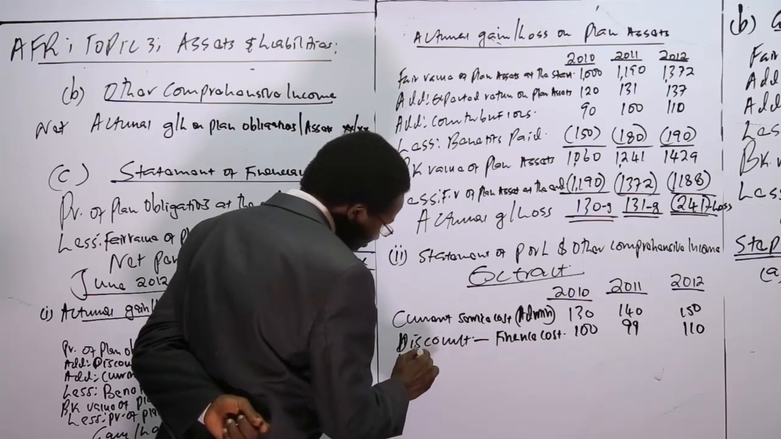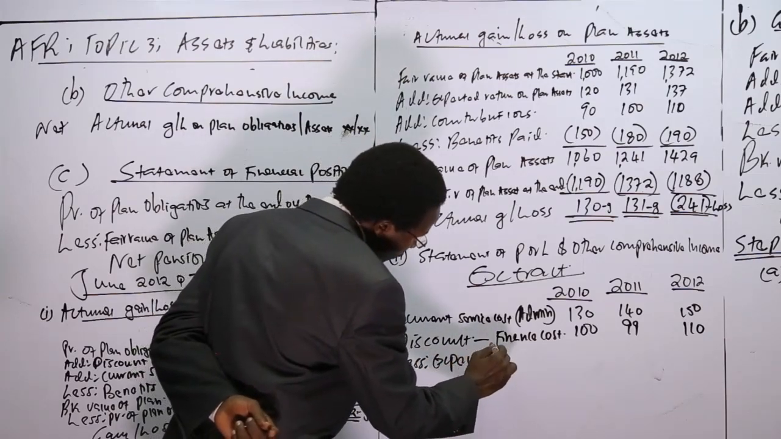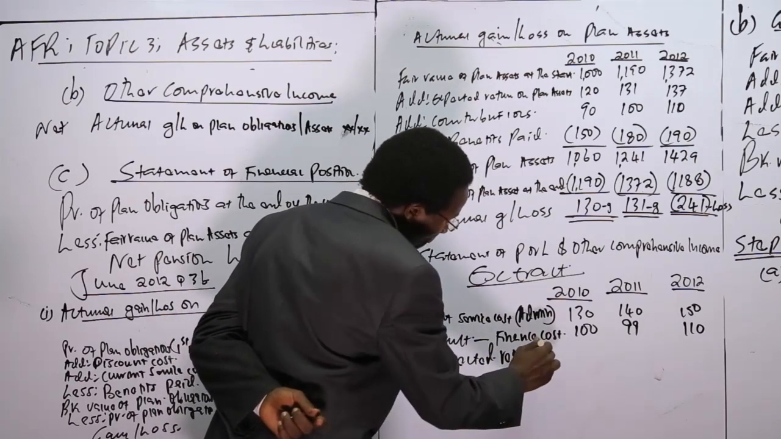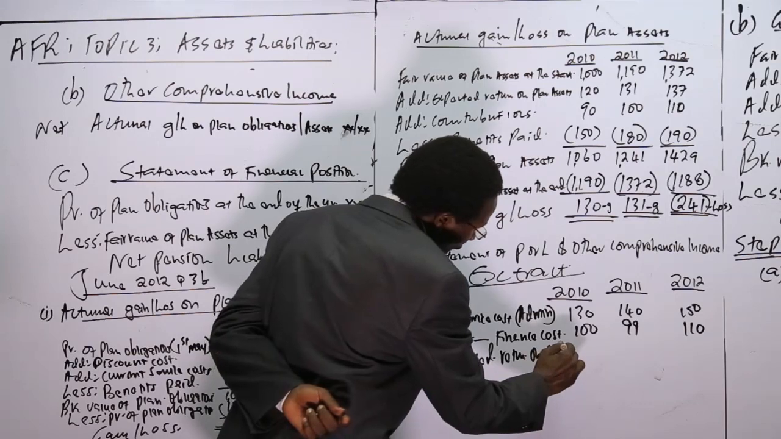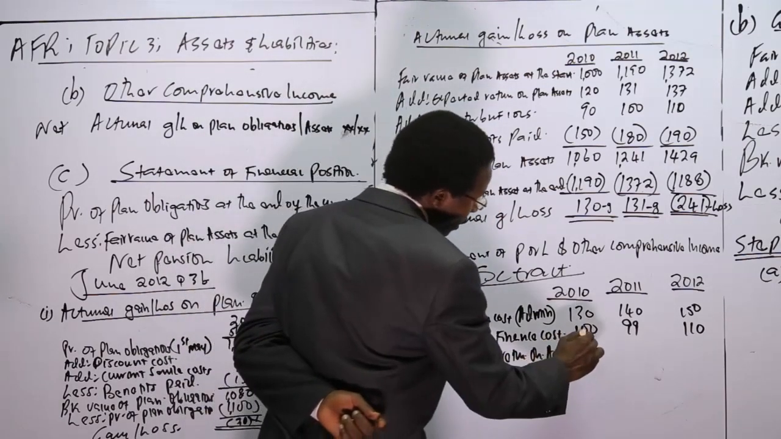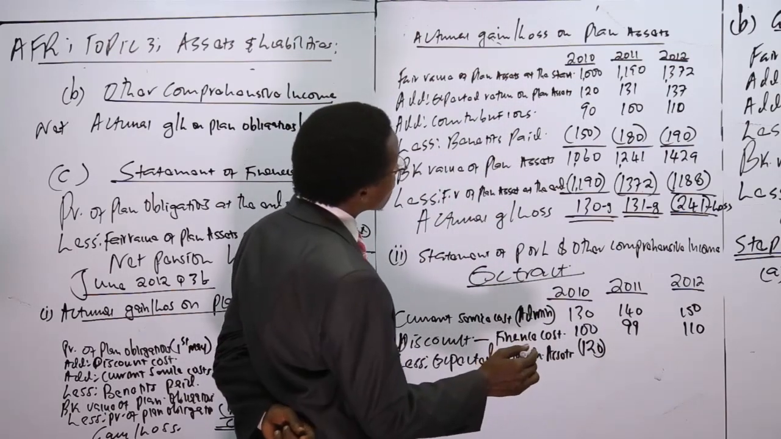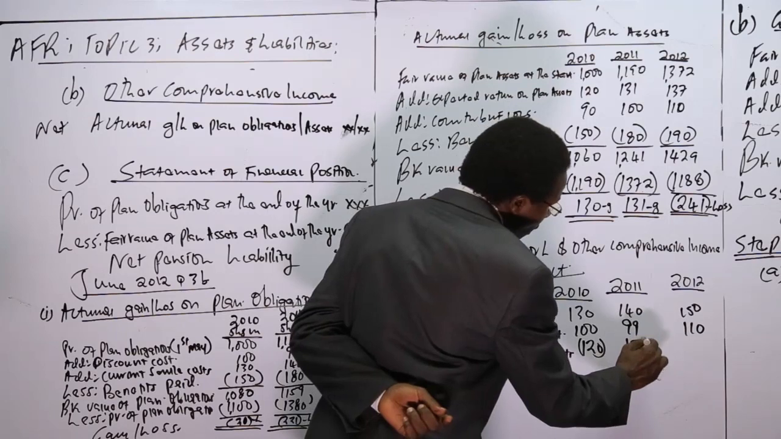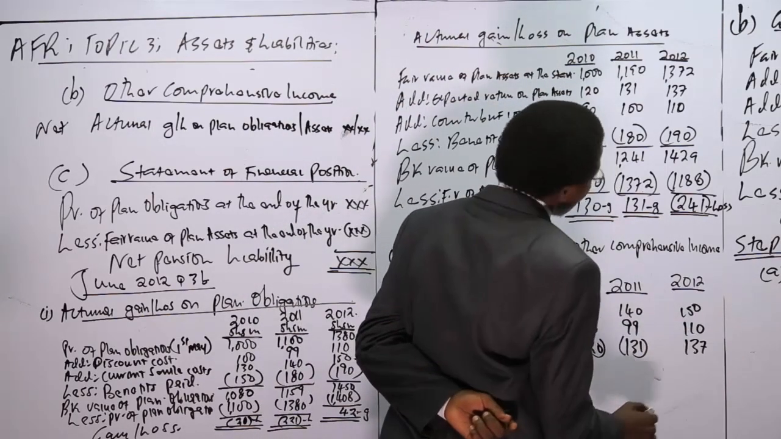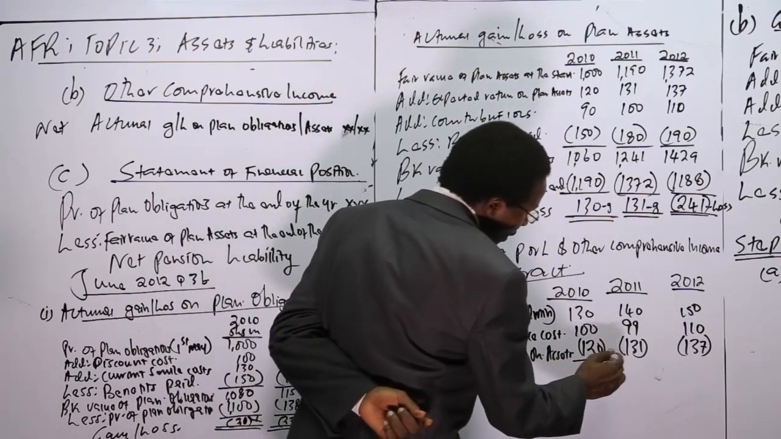Then we less the expected return on plan assets. This is other income. We have it as 120. 120 is the other income, so we reduce our pension expense. Then 131, then 137, like that. So that's important. At that point, we get this point.